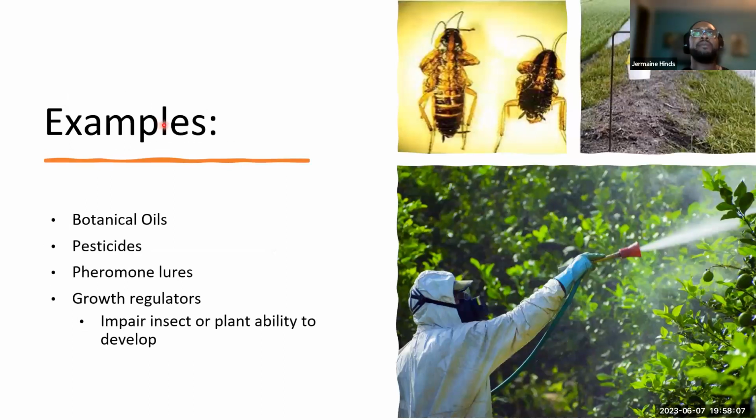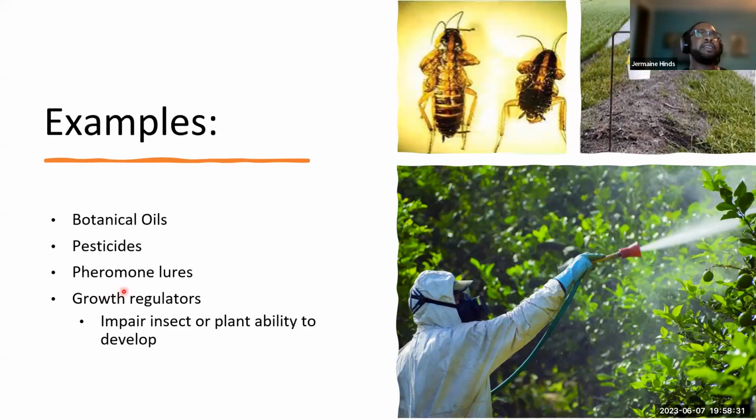Some examples of chemical controls include botanical oils or biopesticides like neem, and synthetic pesticides like imidacloprid, or glyphosate for weeds. There are different pheromone lures that can be used to attract pests to traps to take them out of the environment, so things like Japanese beetles.